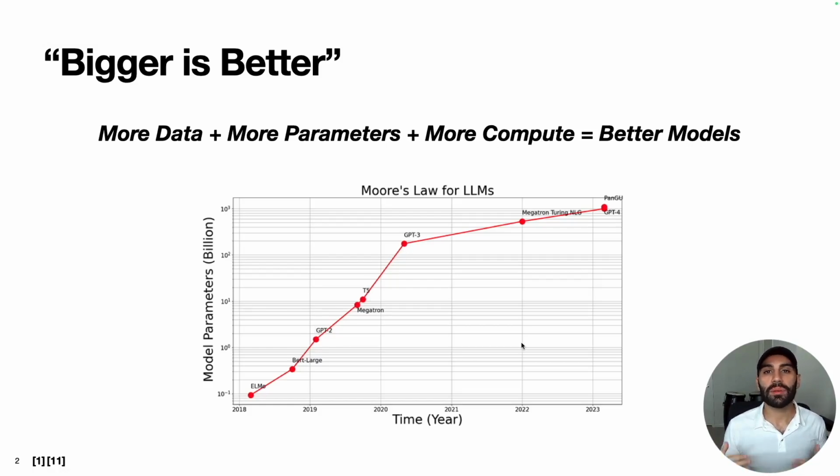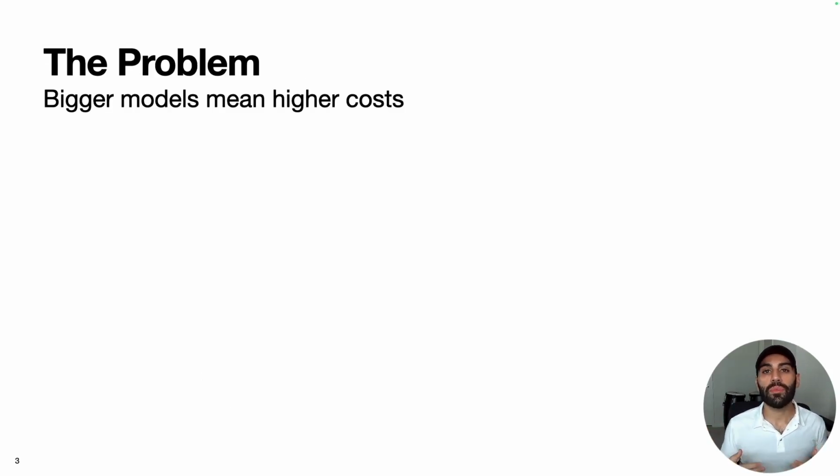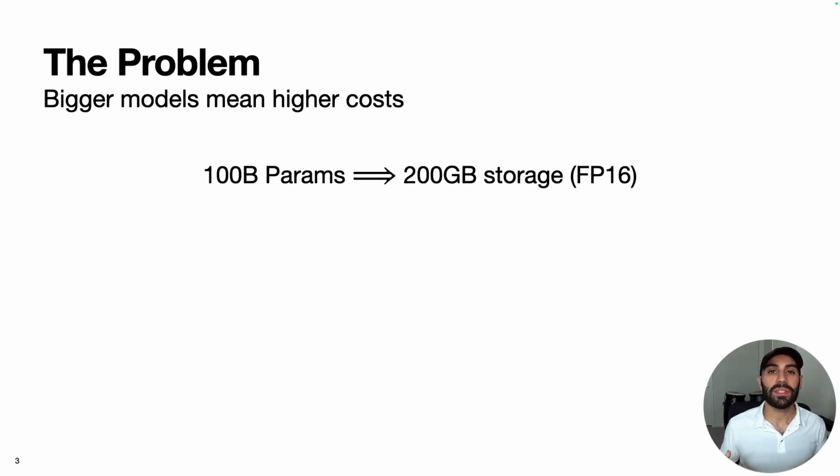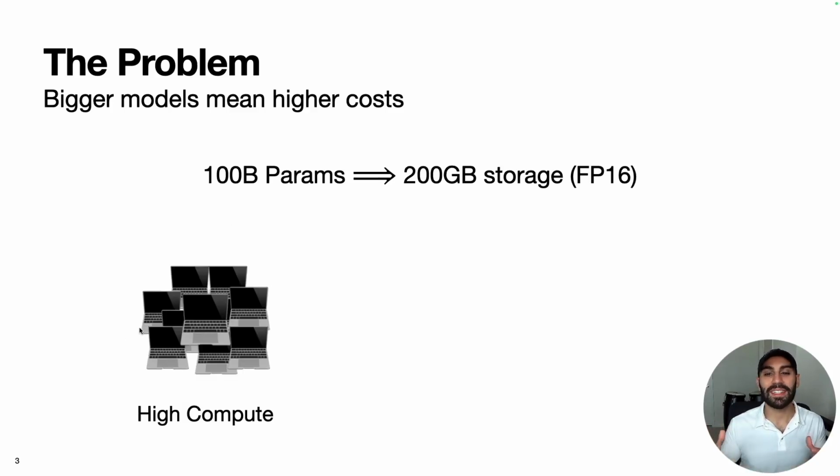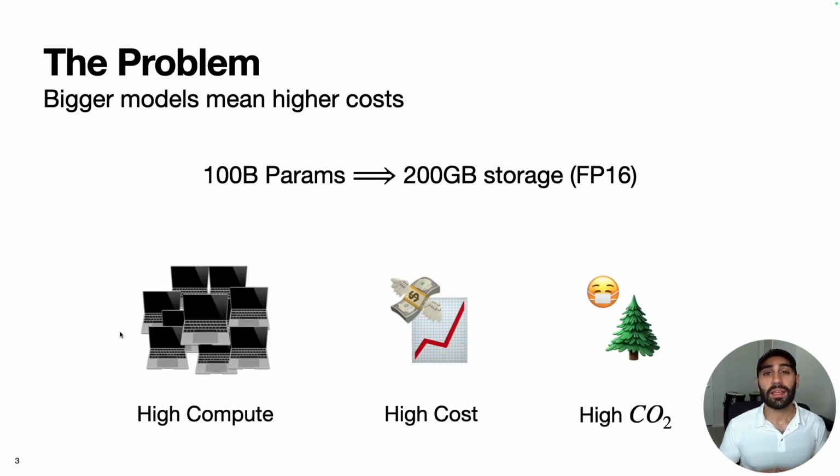However, there's a problem with creating bigger and bigger models. Simply put, bigger models come with higher costs. So just to put this into computational terms, a 100 billion parameter model is going to take up 200 gigabytes of storage. And then if you want to use this model, you've got to fit this massive thing into the memory of your machine. So needless to say, this comes with high compute costs. So it's probably not something that'll run on your laptop. You're going to need a lot more compute than that. It comes with higher financial costs. And then of course, it comes with a higher environmental cost.